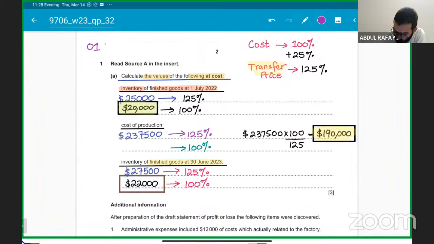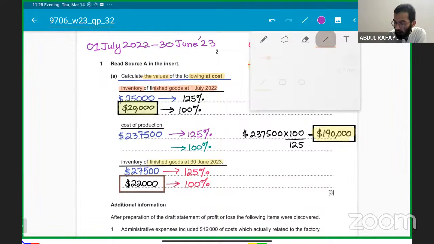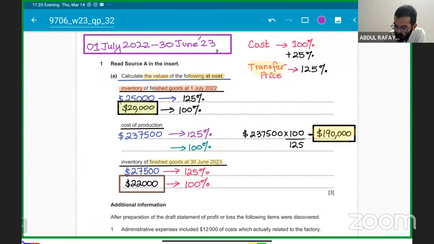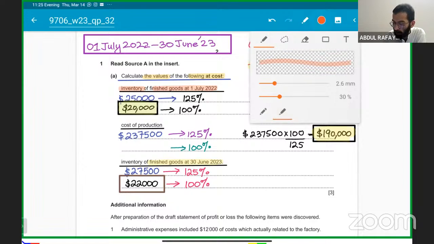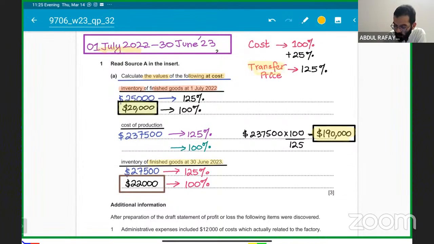Our year starts from 1st July 2022 and the year is ending on 30th June 2023. So this is very important to understand as well. Although in this question the timeline is not much of a problem, for understanding purposes always try to note down when your year is starting and when your year is ending.